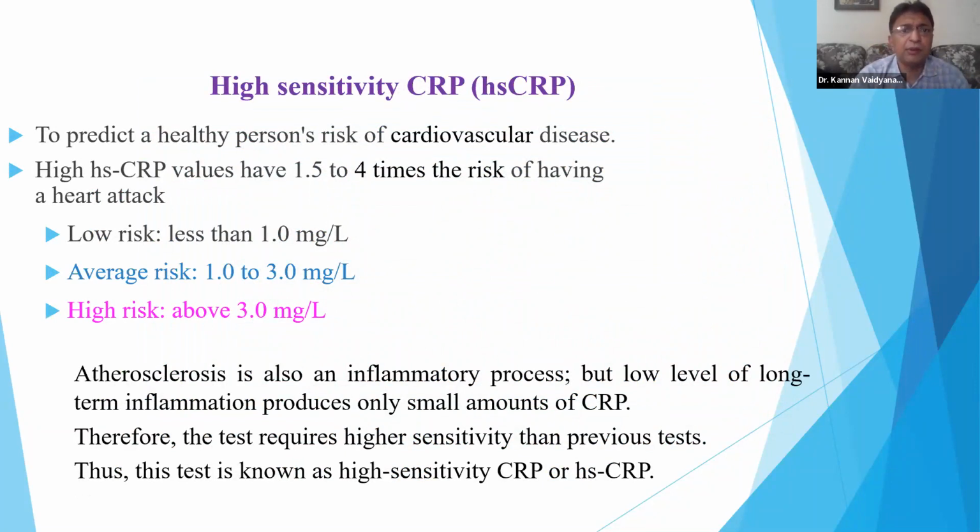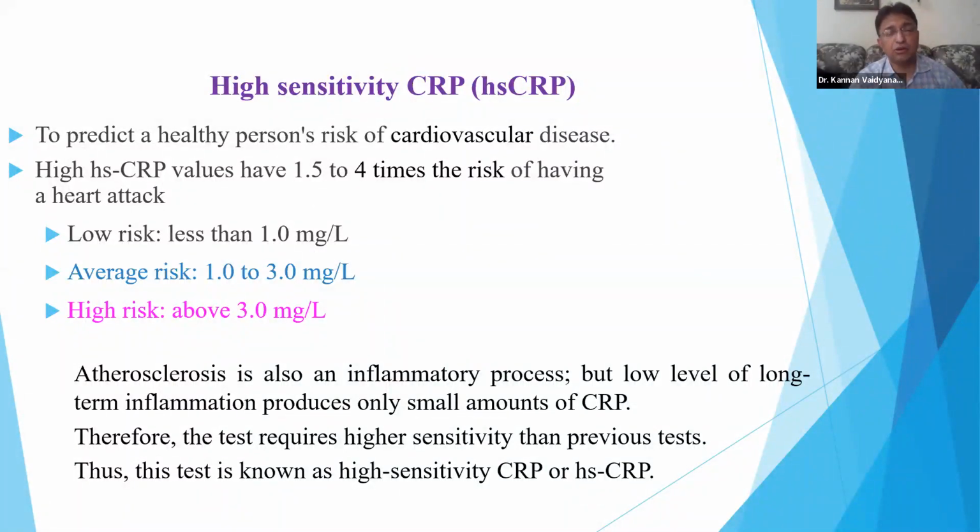Now, just a few words about some of the other markers which are coming up for risk prediction. One of them is the high sensitivity CRP or HSCRP. This is used to predict a healthy person's risk of cardiovascular disease. Low risk is less than 1 milligram per liter. Average risk is 1 to 3, and high risk is considered to be above 3 milligram per liter. So high levels carry 1.5 to 4 times the risk of heart disease.